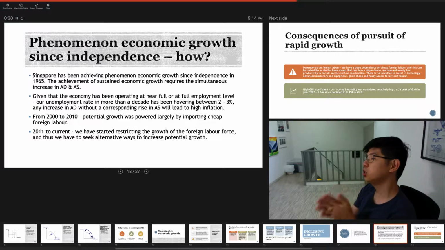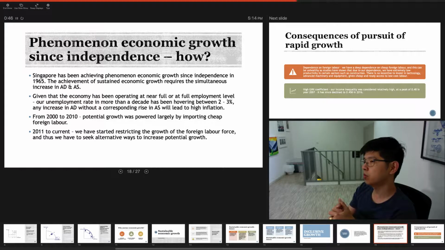Now, we have been achieving very phenomenal economic growth since independence. And you know that in econs, sustained economic growth requires that your AD and AS increasing both simultaneously. And given that Singapore economy has been operating at full or near full employment level, we know that because our unemployment rate has been hovering around 2 to 3%, which is the natural rate of unemployment. If you have any increase in AD and you don't have corresponding rise in AS, it will lead to high inflation.